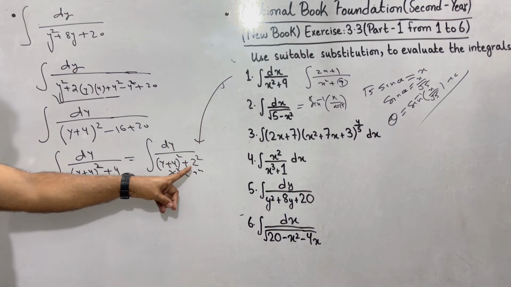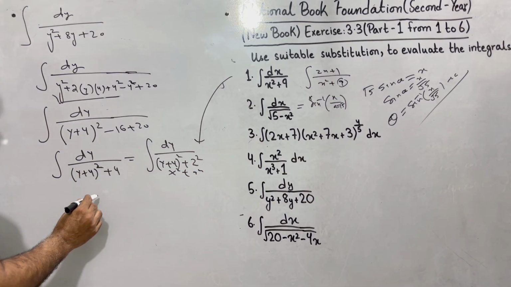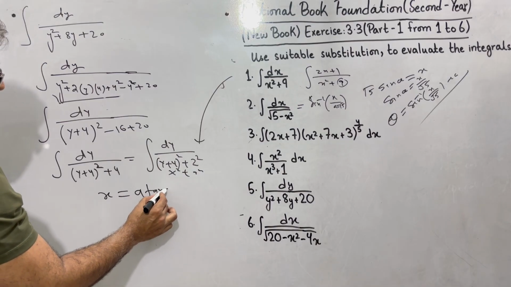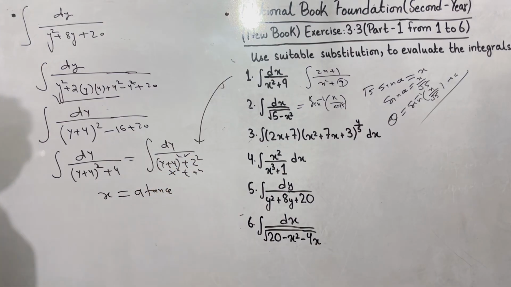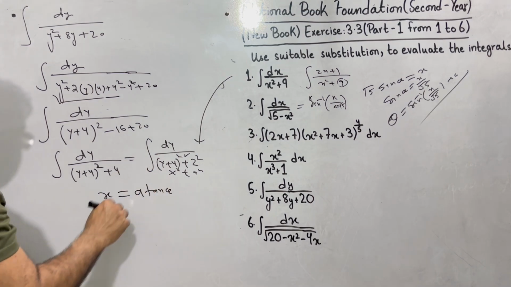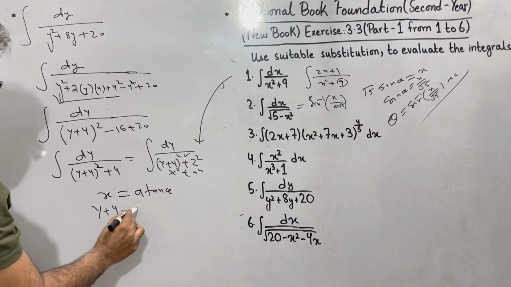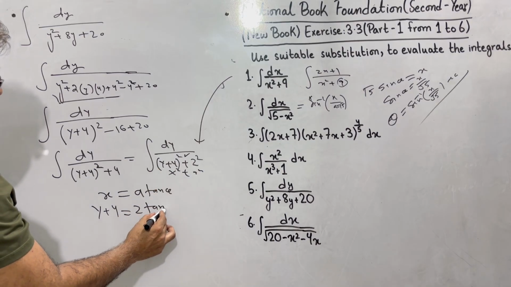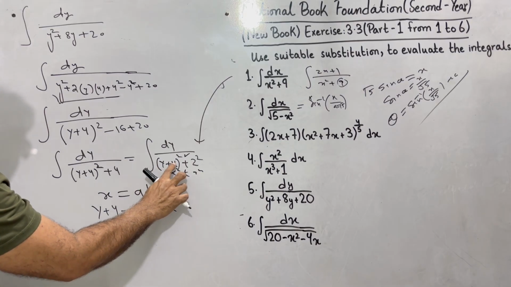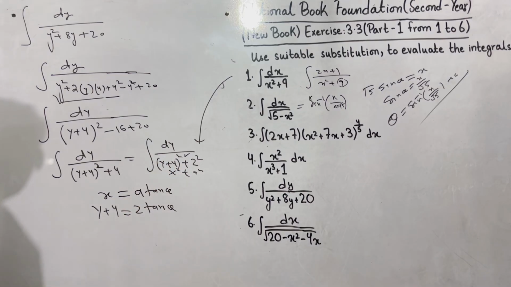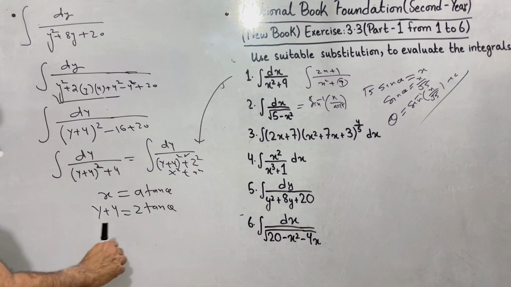That's our x, that's our a. Suppose x is equal to a tan theta, owing to this positive sign. Instead of x we have our variable y plus 4, and our constant is 2. So suppose y plus 4 is equal to, instead of a, we have 2 tan theta.